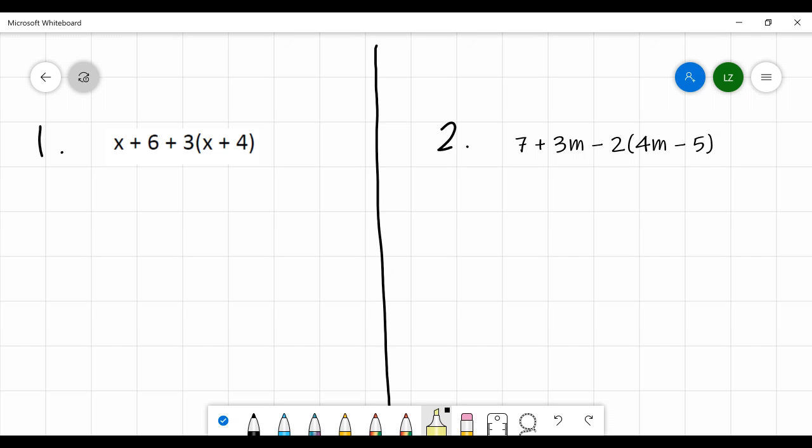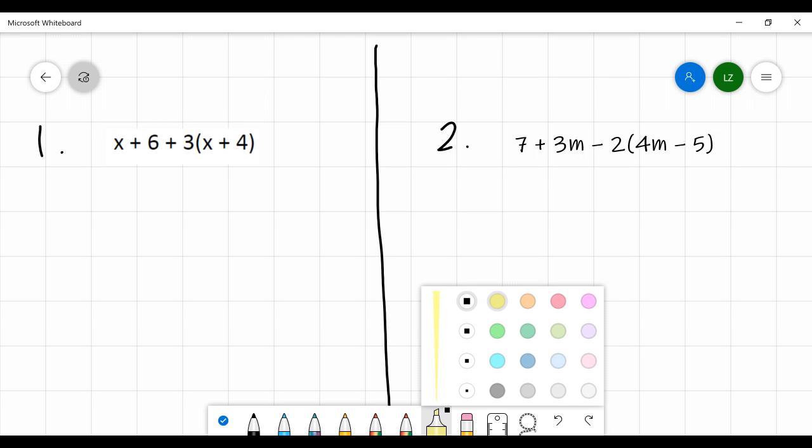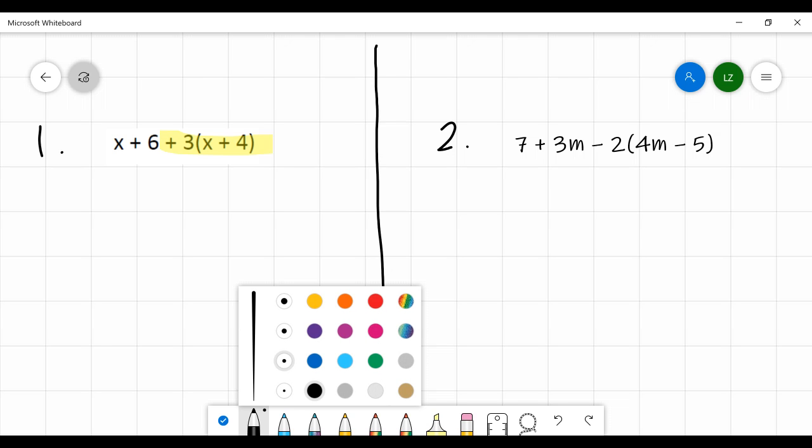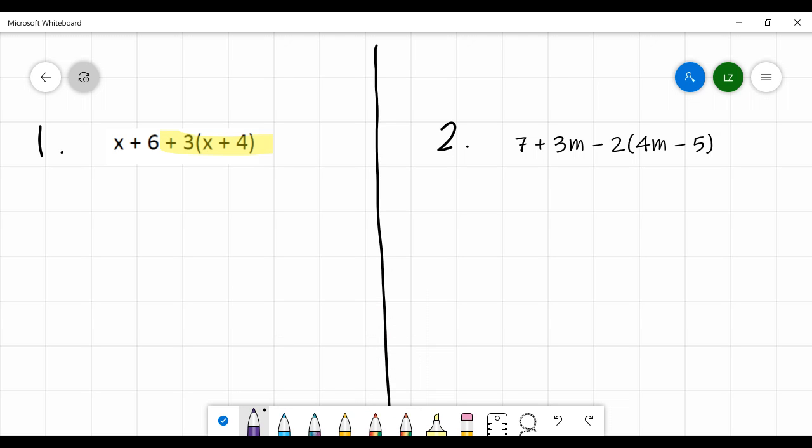Just like PEMDAS, we must take care of the parentheses first. But if you look inside the parentheses, we cannot solve. So the only way I can take care of those parentheses is by distributing. So notice that I highlighted the plus operation in front of the 3. I did that because that's going to help me out down the road here.